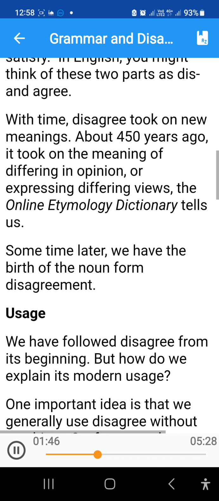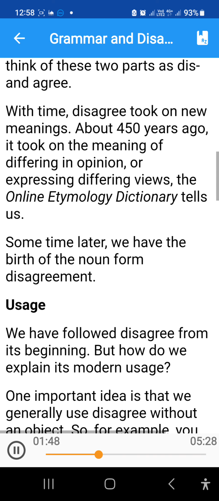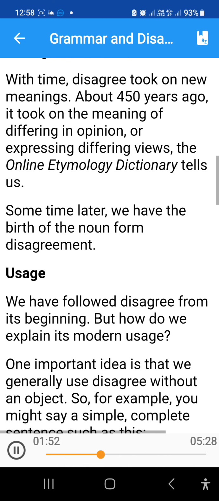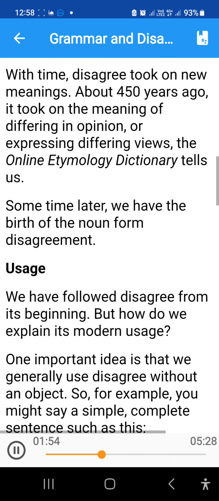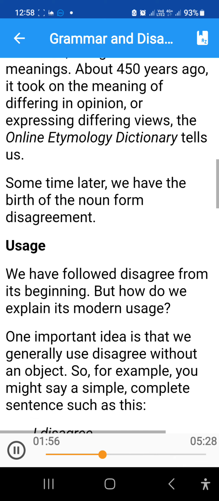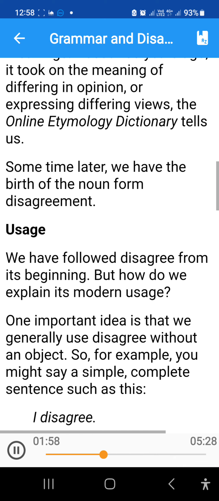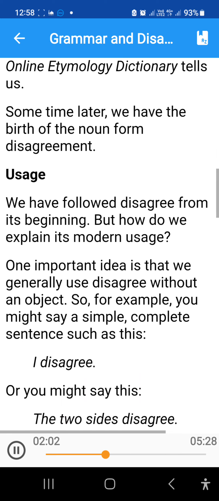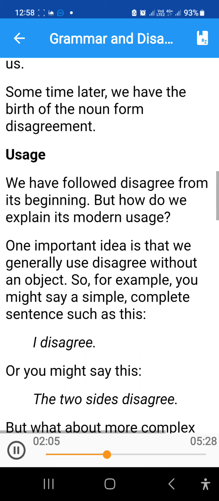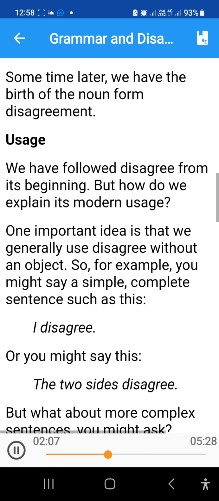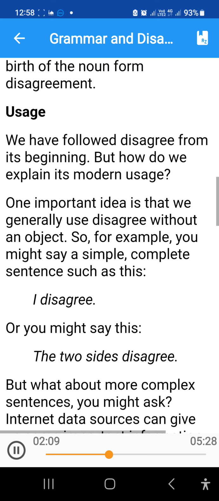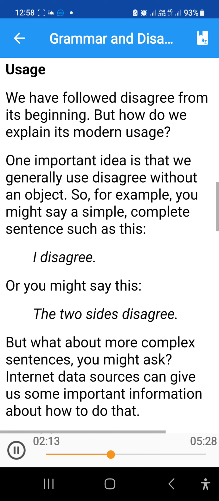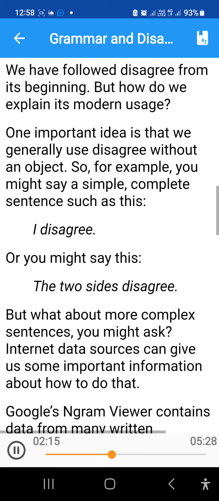With time, disagree took on new meanings. About 450 years ago, it took on the meaning of differing in opinion or expressing different views, the online etymology dictionary tells us. Sometime later, we have the birth of the noun form disagreement. We have followed disagree from its beginning. But how do we explain its modern usage?